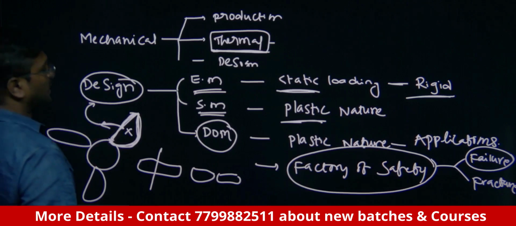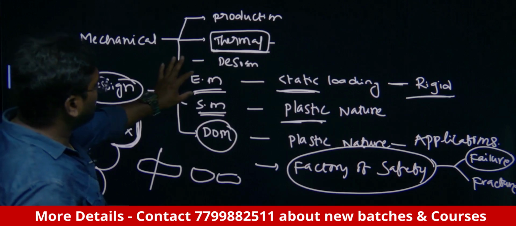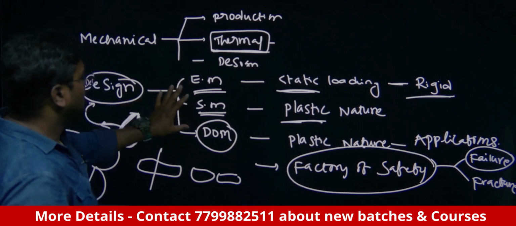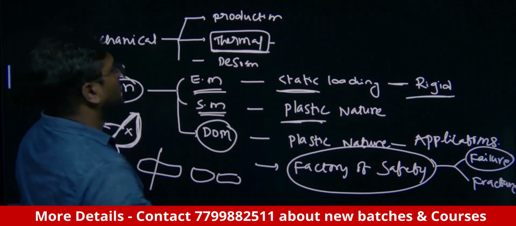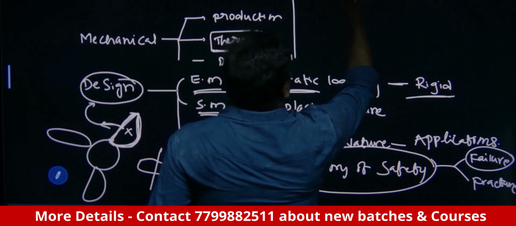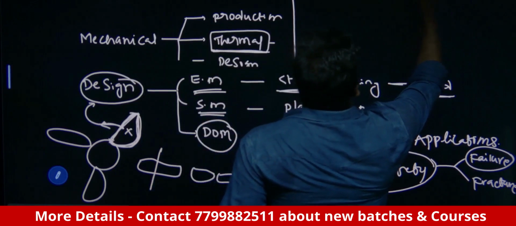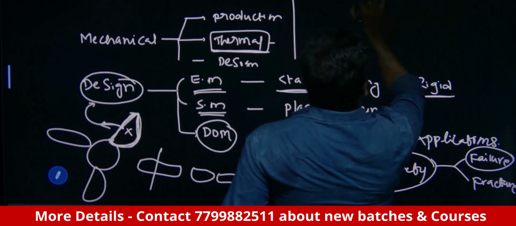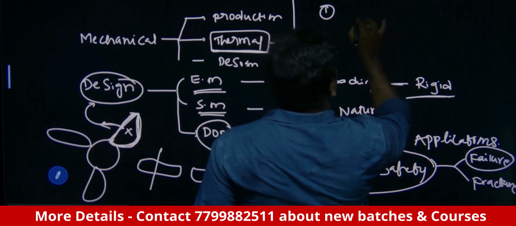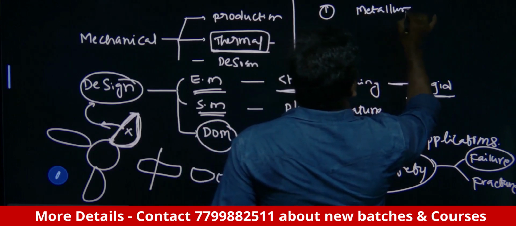So in this we are studying the design part: the engineering mechanics part, the strength of materials part, and design of machine elements. In strength of materials, we study material properties. Material properties also have a separate subject, metallurgy or material science.